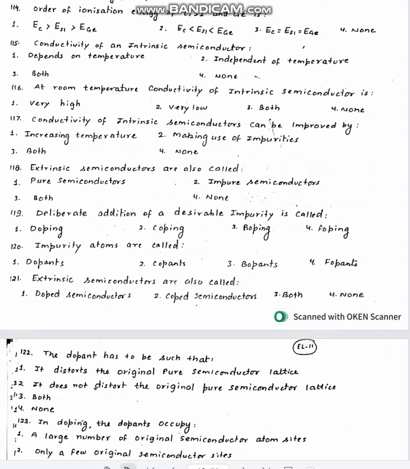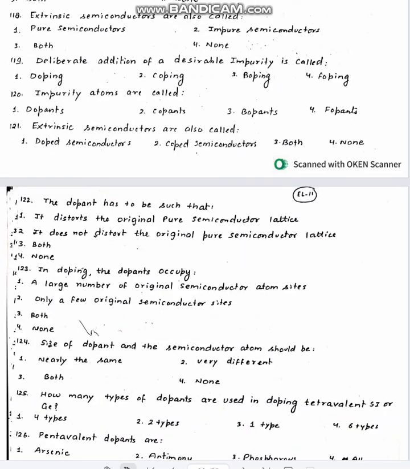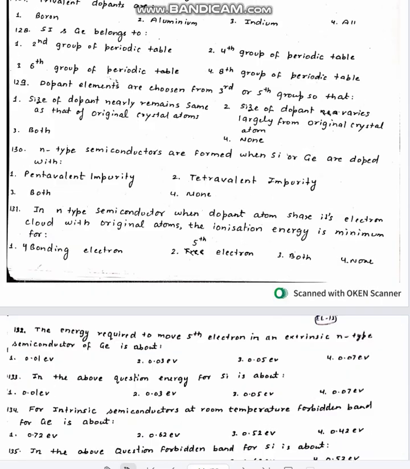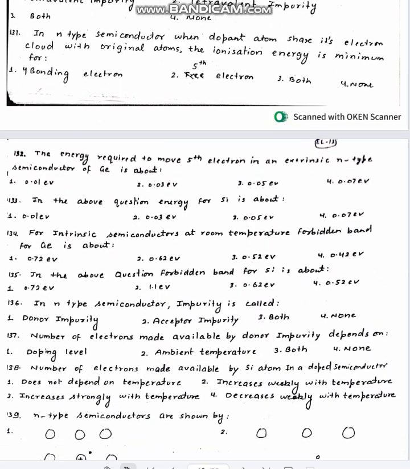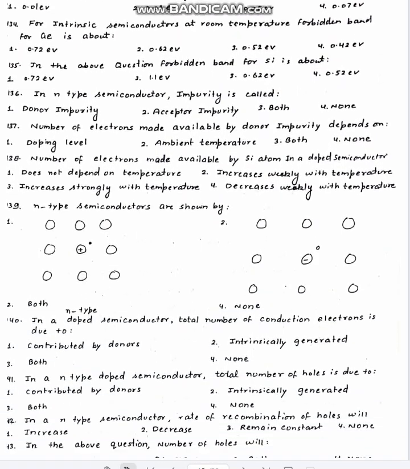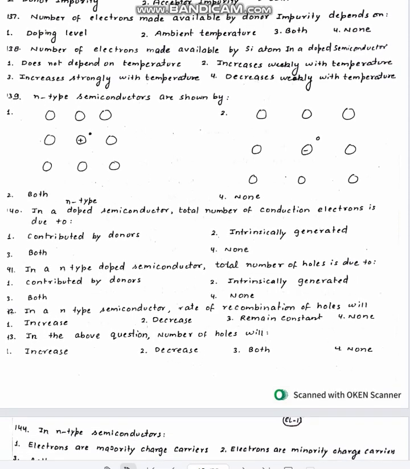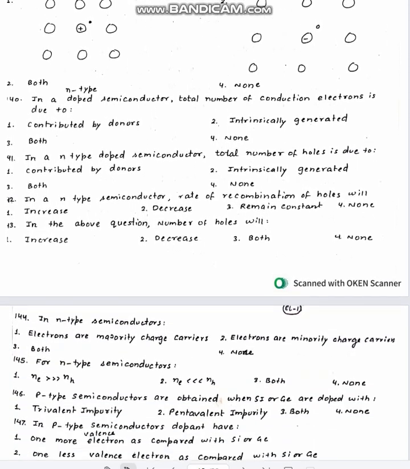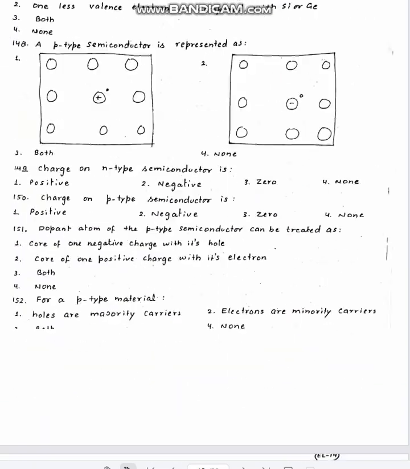Then there is a concept of doping. Then extrinsic semiconductors. Then pentavalent and trivalent dopants, which group silicon and germanium belongs to. Then we have N-type semiconductors. Then we have P-type semiconductors, forbidden energy gap, impurities, representation of N-type, then P-type semiconductors.